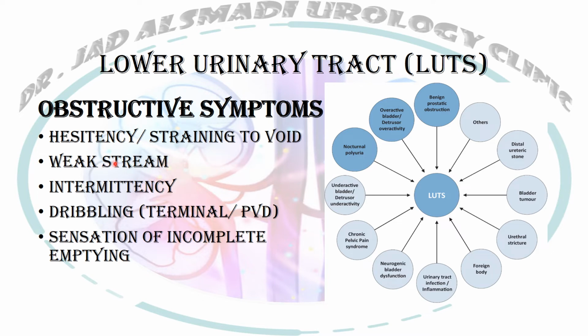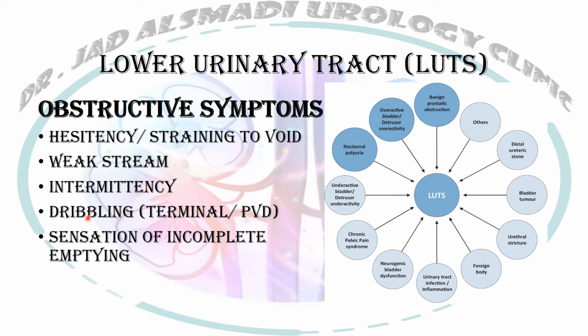Also, during voiding, we can ask about a splitting of the stream or spraying of the stream. That may indicate different types of obstructing objects in the urethra. Now, intermittency, or an intermittent stream, is when the urine flow stops and starts again on one or more occasions. It is not important how many times during micturition, and it indicates either severe obstruction or an object that obstructs and opens again.